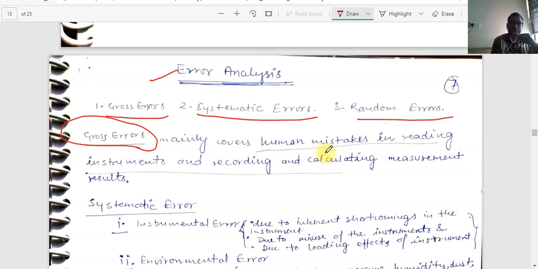What is gross error? It mainly covers human mistakes in reading instruments and recording and calculating the measurement reading. This is the gross error.